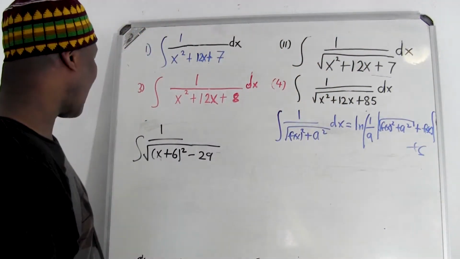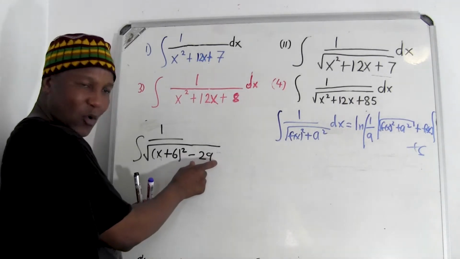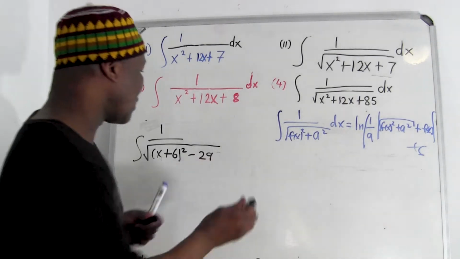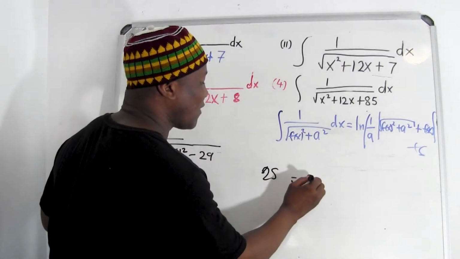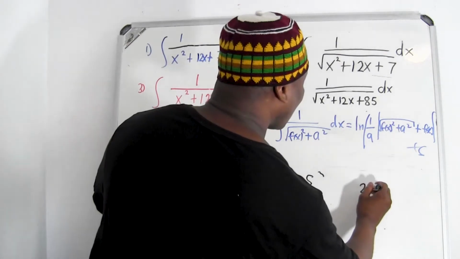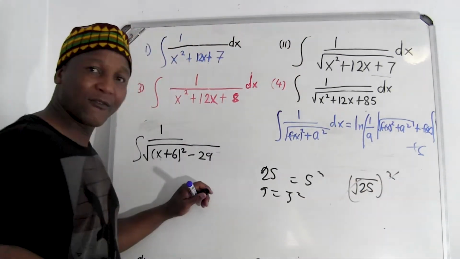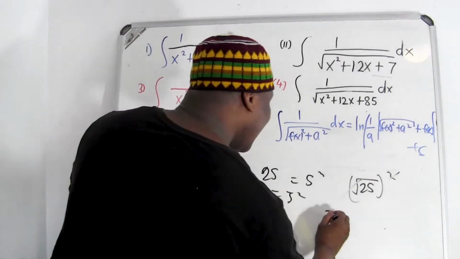So if you look carefully here, it must be a square, but this one is not a square, because 29 does not have a root. If it was 25, you can say it's equal to 5 squared. If it's 9, you can say equal to 3 squared. Because when you put root and then square, it means the same thing. It's not going to make a difference.